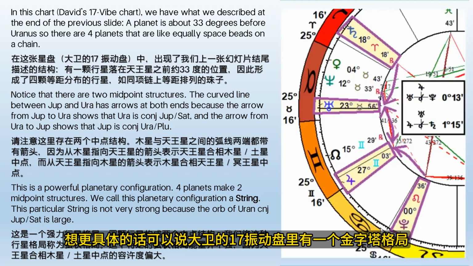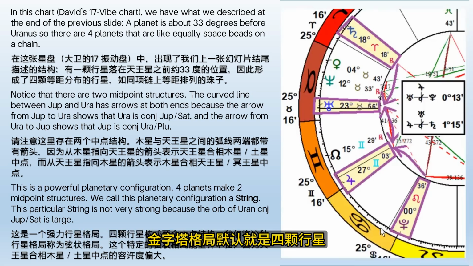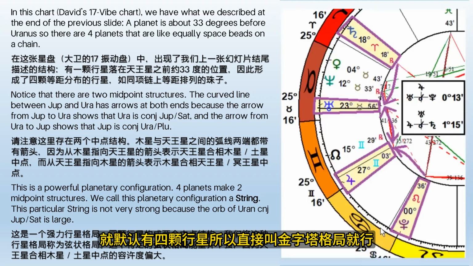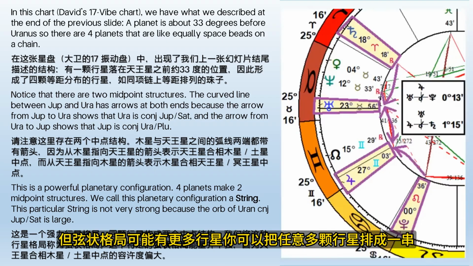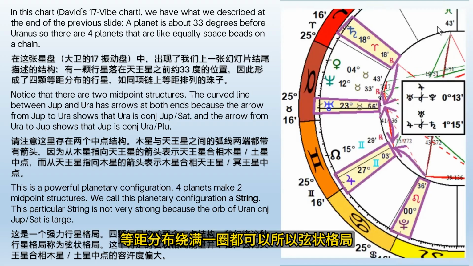If you want to be more specific, you could say David has a pyramid in his 17 vibration chart. Pyramid implies that it's 4 planets. When we say pyramid, a pyramid is 4 planets. So you could just call it a pyramid. You don't have to say it's a 4-planet pyramid, because a pyramid by definition has 4 planets. But a string can have more, because you can string as many planets as you want, equally spaced until you've gone around the circle.